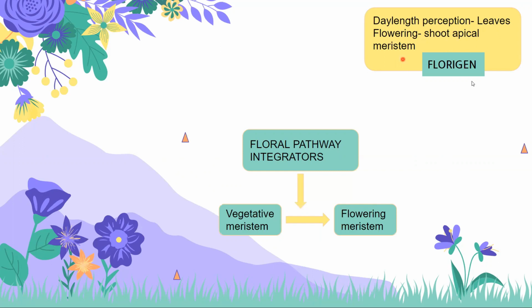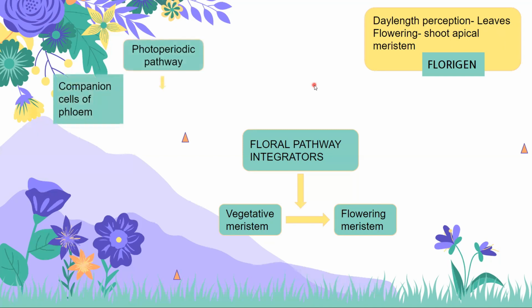This signaling is possible because of a mechanism called florigen. Initially it was thought to be a chemical substance, but we are still unable to identify it, and hence it's now just a concept that the signal is transferred from the leaf to the shoot apical meristem. The first pathway is the photoperiodic pathway, which is dependent on the environmental cue, as we just discussed, via the florigen.